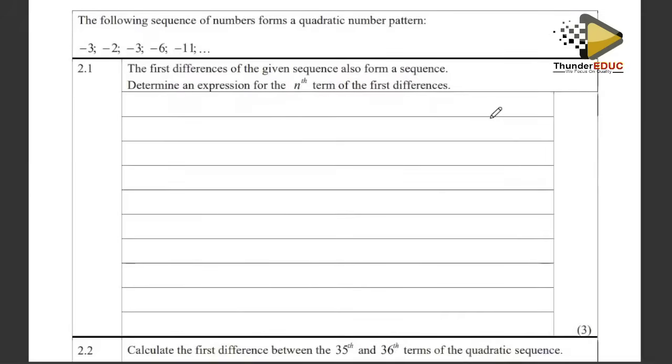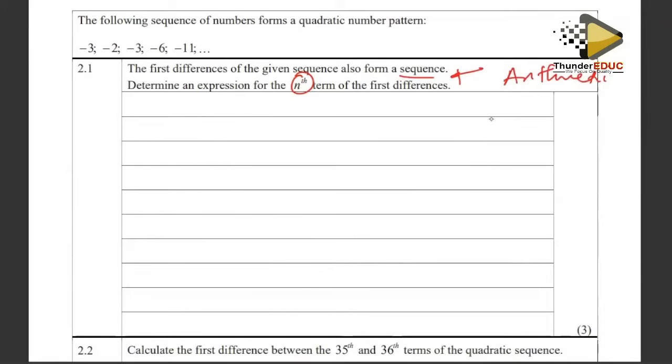All right, question 2, sequence and series. The following sequence of numbers forms a quadratic. The first differences also form a sequence. Determine the expression for the nth term. Mind you that the first difference of a quadratic will be arithmetic.